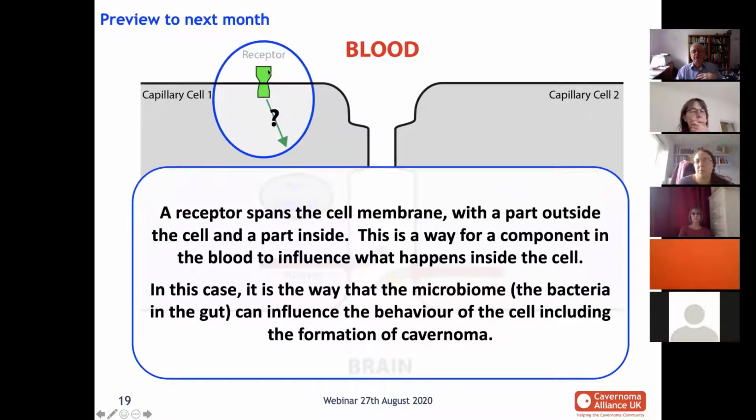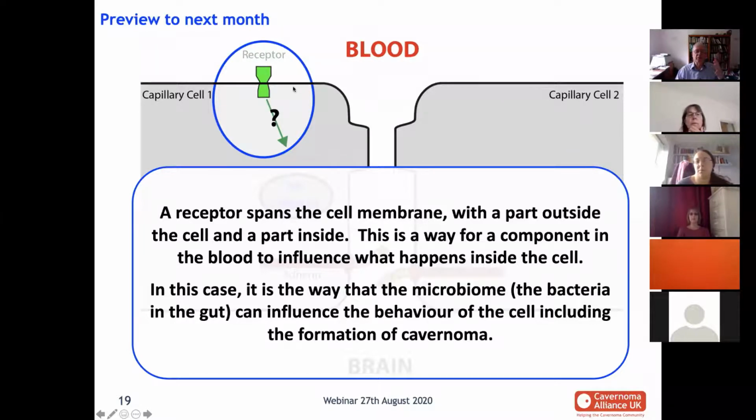And when this receptor has that lipopolysaccharide bound to it, it changes the structure inside, and then that does something we'll talk about next month inside the cell. That's a very important aspect to this story, but I thought it wasn't good to talk about it all this week.